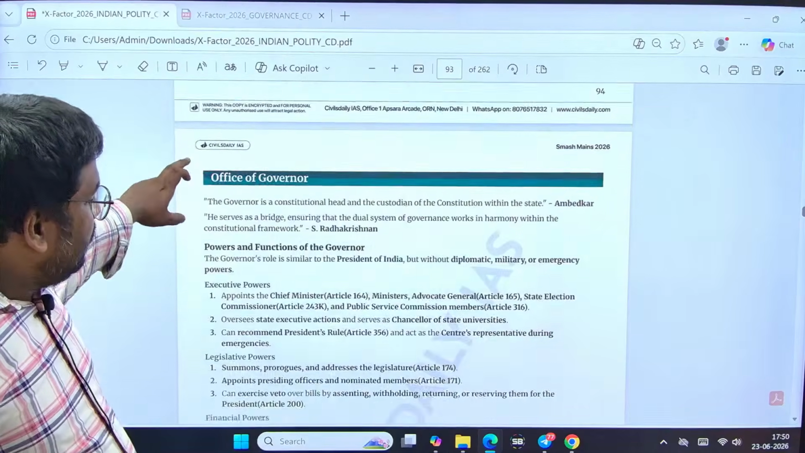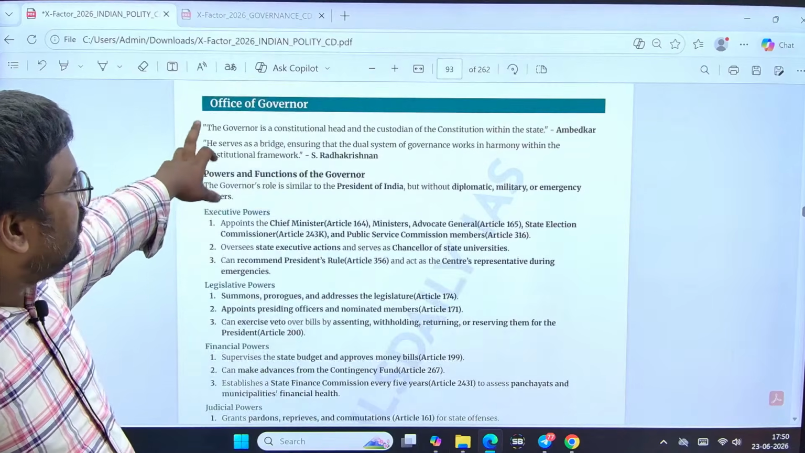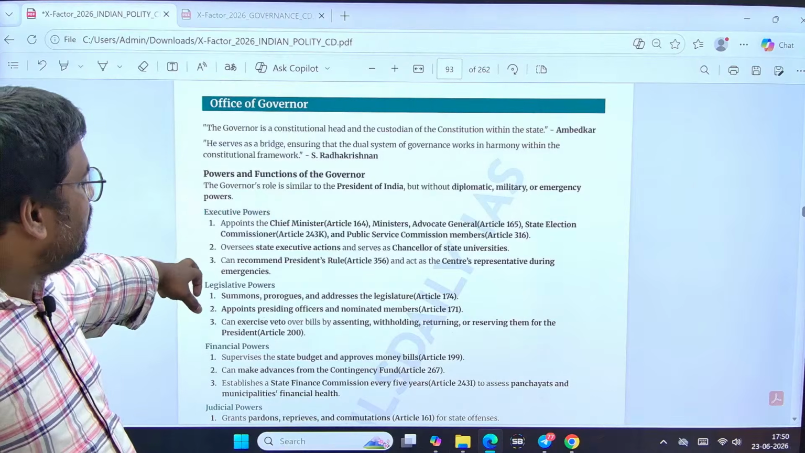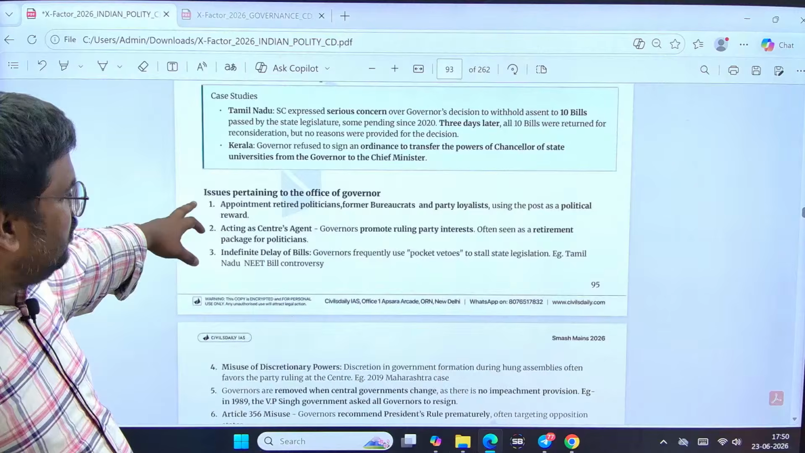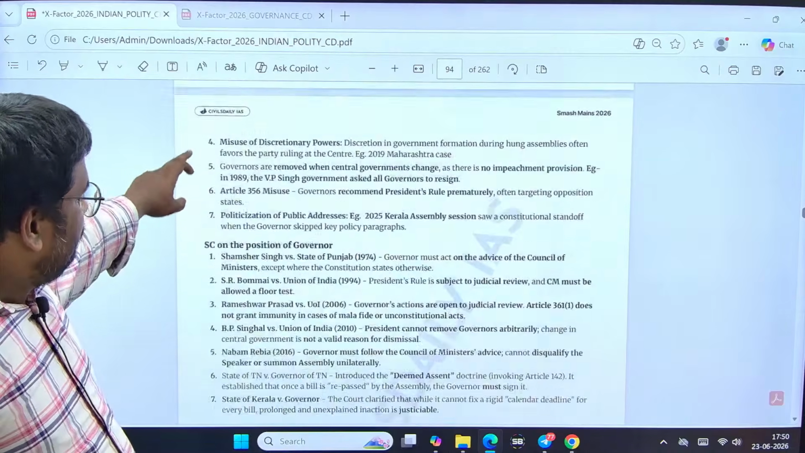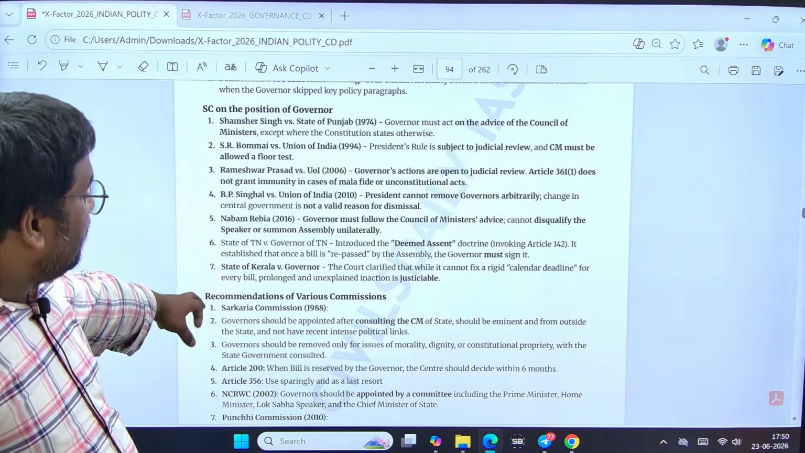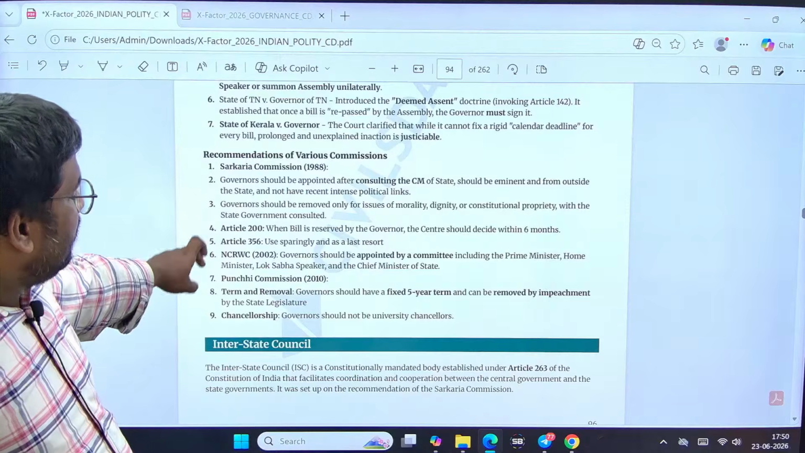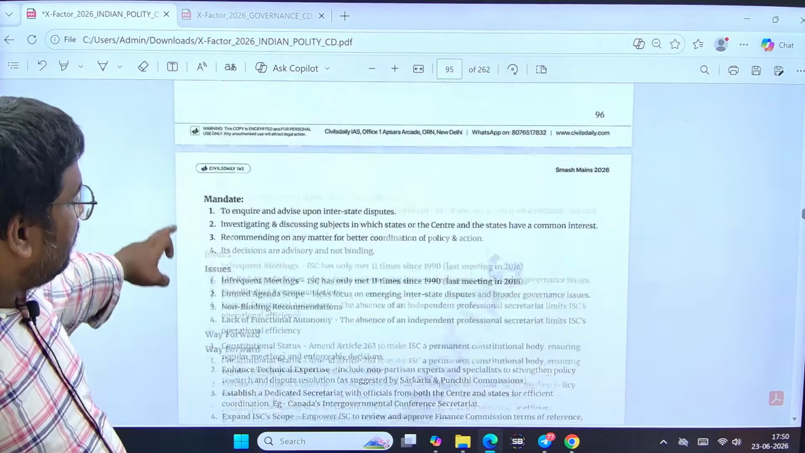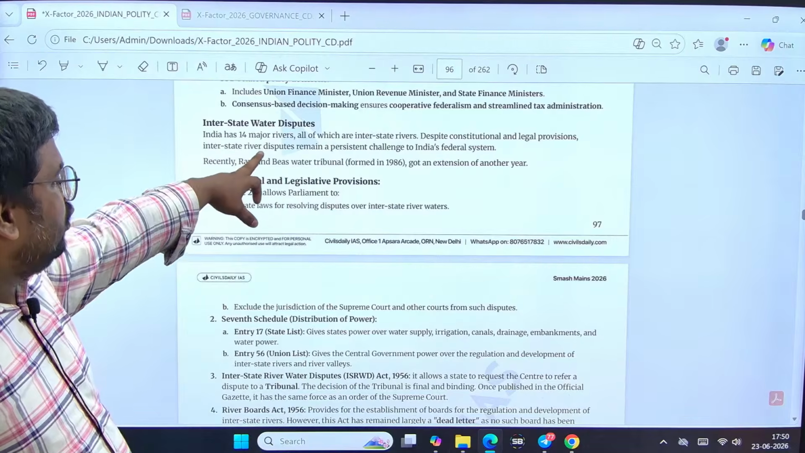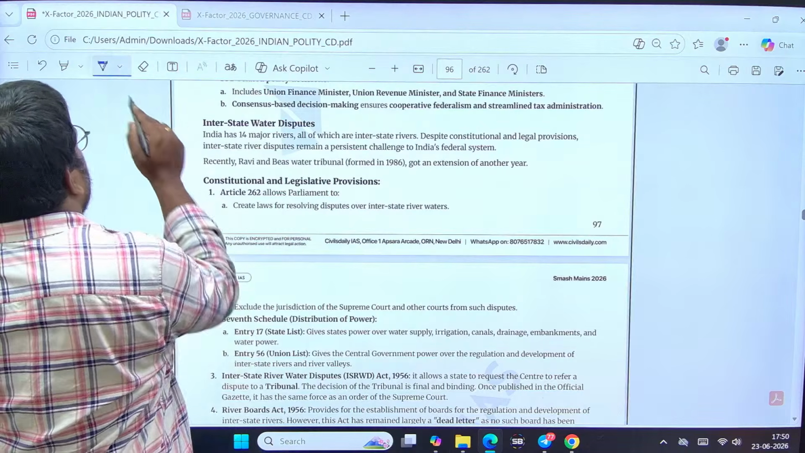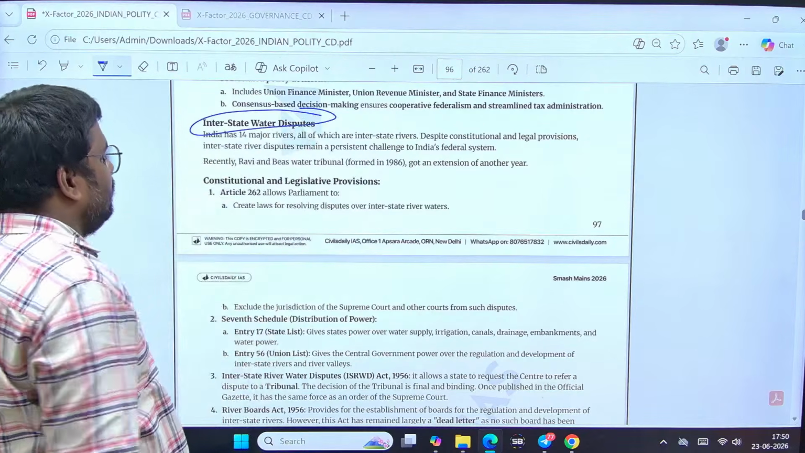Besides that, on the Office of Governor, again you can start with the quote rather than the article. Powers are properly classified, and the recent case studies can be used as examples. Then Supreme Court judgments in detail, recommendations of various commissions, then interstate council. Even interstate water disputes, again this is an important theme on which you can get a question, right.